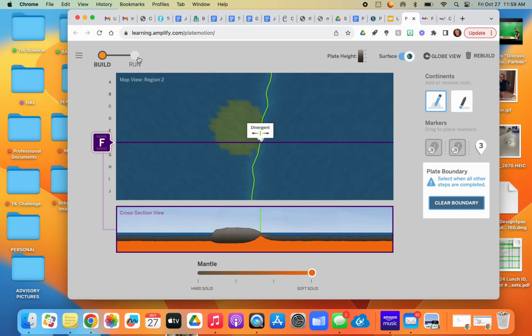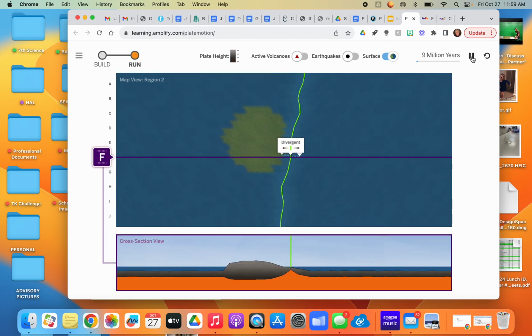That's totally fine. And I'm going to run it, and I'm going to try and stop it at 50 million years. So let's do this. I'll do it. You fill in the information, okay? Ooh, got it. 50 million years.